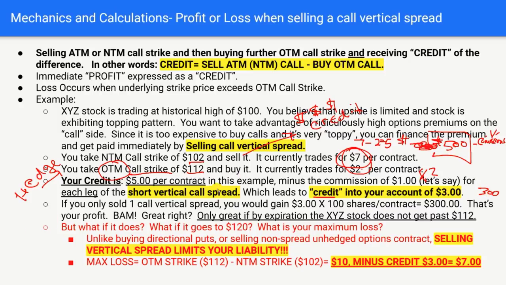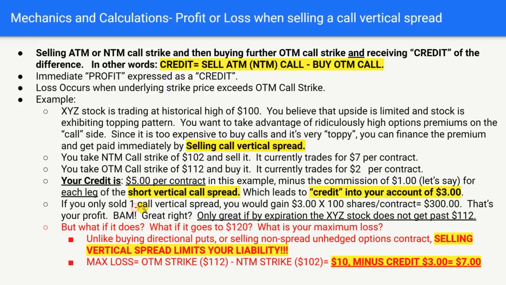So if you only sold one call vertical spread, right here, you would gain 3 times 100, just like us, $300. That's your profit. Bam, right? Okay, cool. Wow. I didn't have to do anything. I got $300 in my account. I'm happy, right? Great, right? Well, not really. Only great if by the expiration date, the XYZ stock does not get past 112, right?